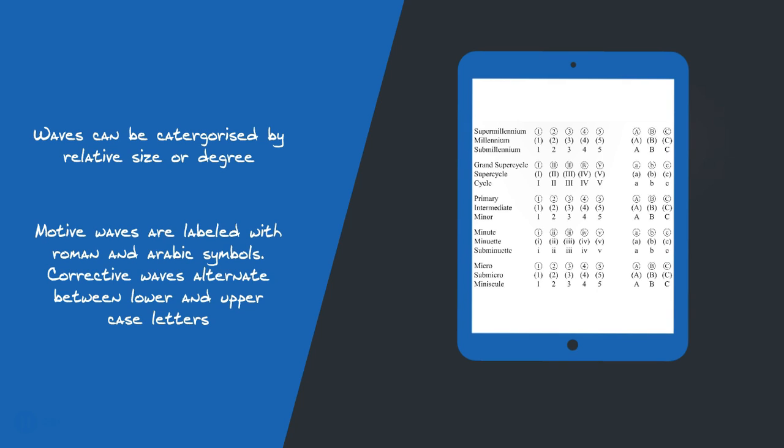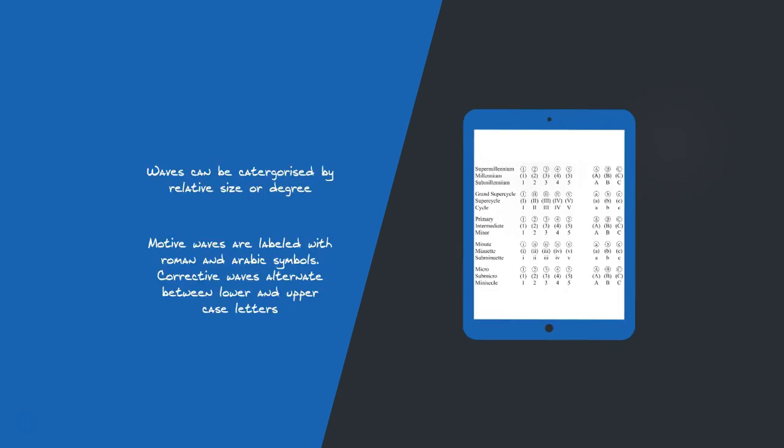The following terms are used to label waves from the largest to the smallest. Impulsive waves are labelled with Roman and Arabic symbols. The corrective waves alternate between lower and uppercase letters. In order to help label waves correctly, we must follow the rules and guidelines.